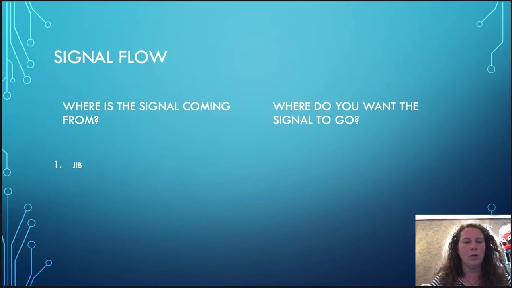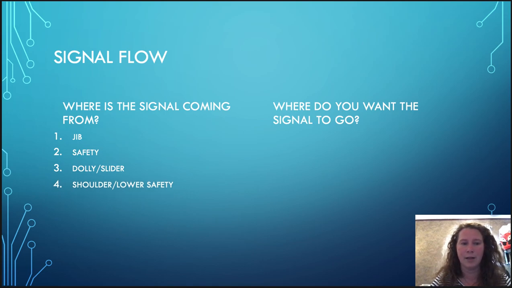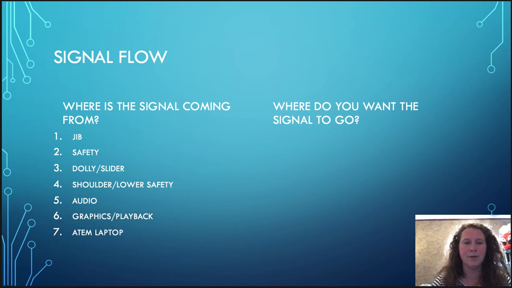So we want our signal to come from the 4 cameras, which for our production include the jib, the safety, the dolly, or the slider, and either a shoulder mount or we use a lower safety. Those are the 4 obvious. The not so obvious ones are the audio board, the graphics and playback computer, and the ATEM control software on the ATEM control laptop.